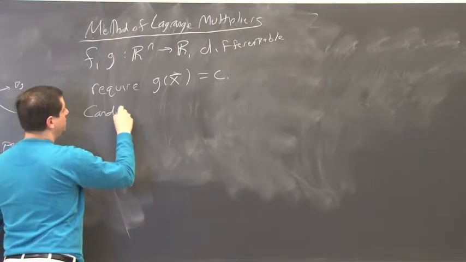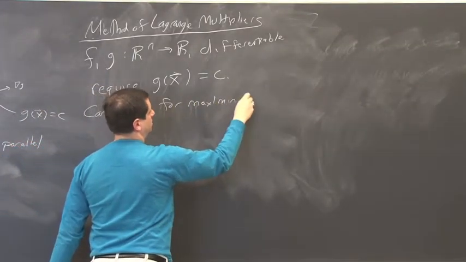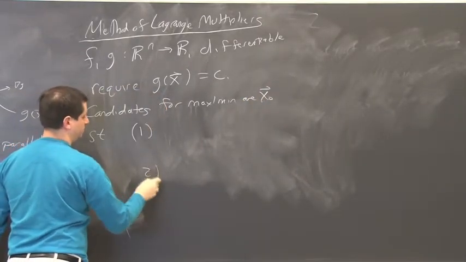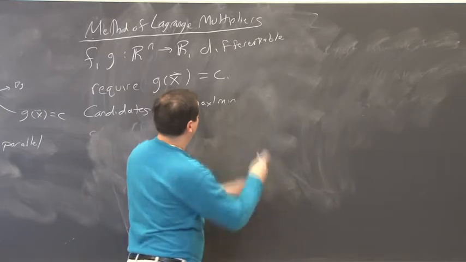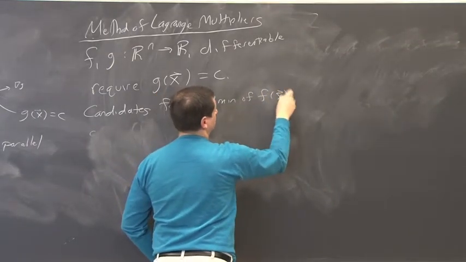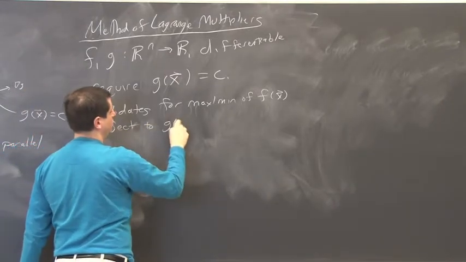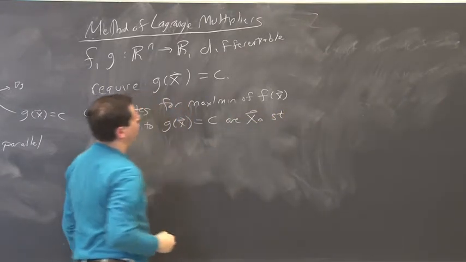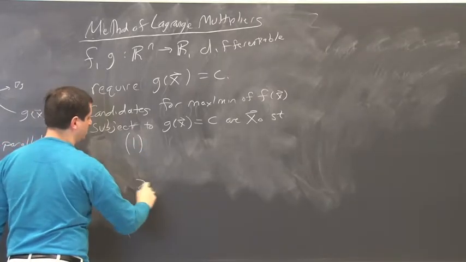Then candidates for max min are x naught such that the following two conditions hold. And again, let me do this more clearly. Candidates for maximum minimum of f of x subject to g of x equals c are x naught such that, okay. So again, I'm searching for maximum and minimum of f subject to g of x equals c. And so there are two things that must be true.